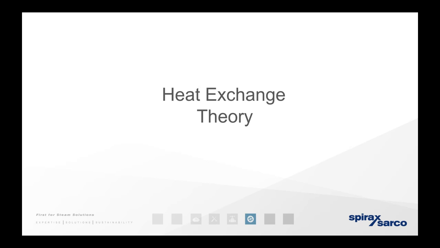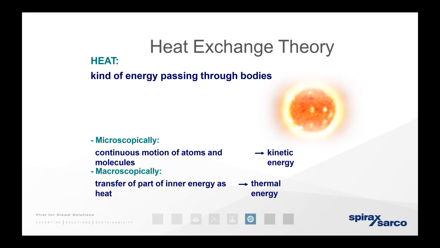Thank you. No problem. So this is where it gets a little heavier, so I'll slow it down. We're going to talk about the formalization and how you work out the size for these. So heat exchange theory, as it says here, the kind of energy passing through bodies. So you have two different types. You have, I can never say these, I'm sorry, microscopicity, continuous motion of atoms and molecules, so that's your kinetic energy, and macroscopicity, which is the transfer of part of the inner energy as heat, and that's thermal energy.